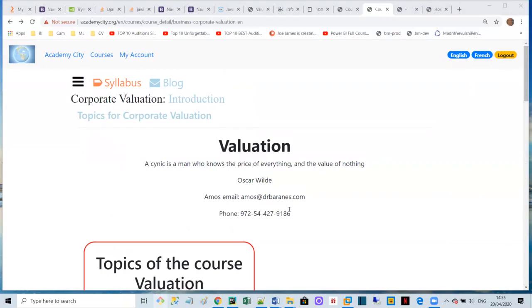054-427-9186. Beautiful. It's right here. Is that right? I already memorized it.